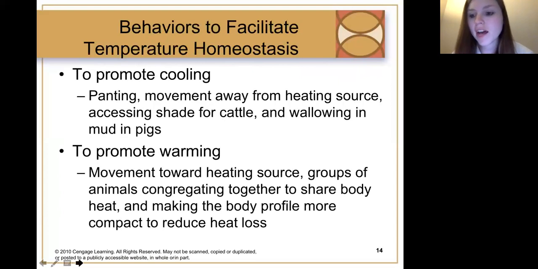So we talked about how temperature can be a stress. So there are things that animals will do to cool themselves off or warm themselves up. So just be familiar with that.